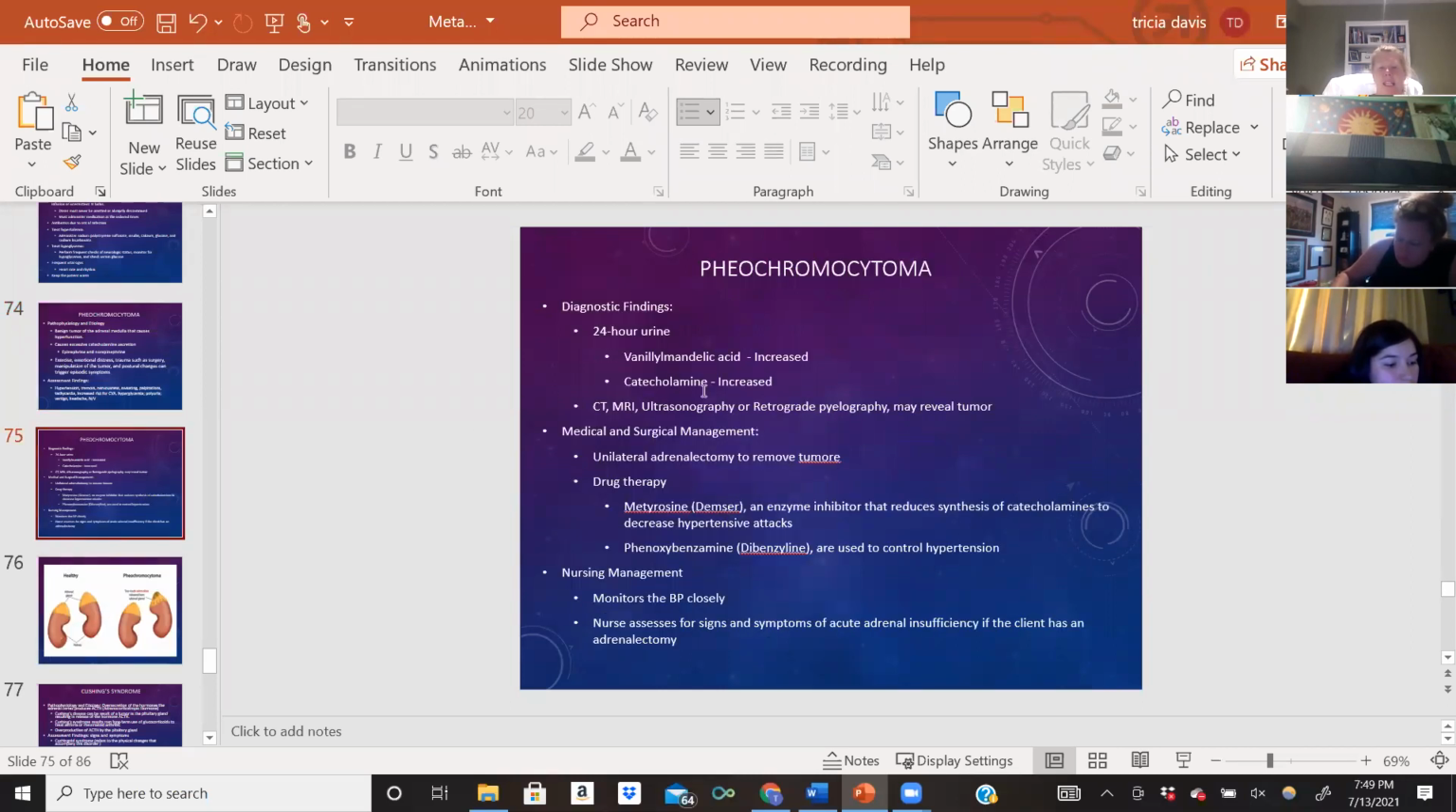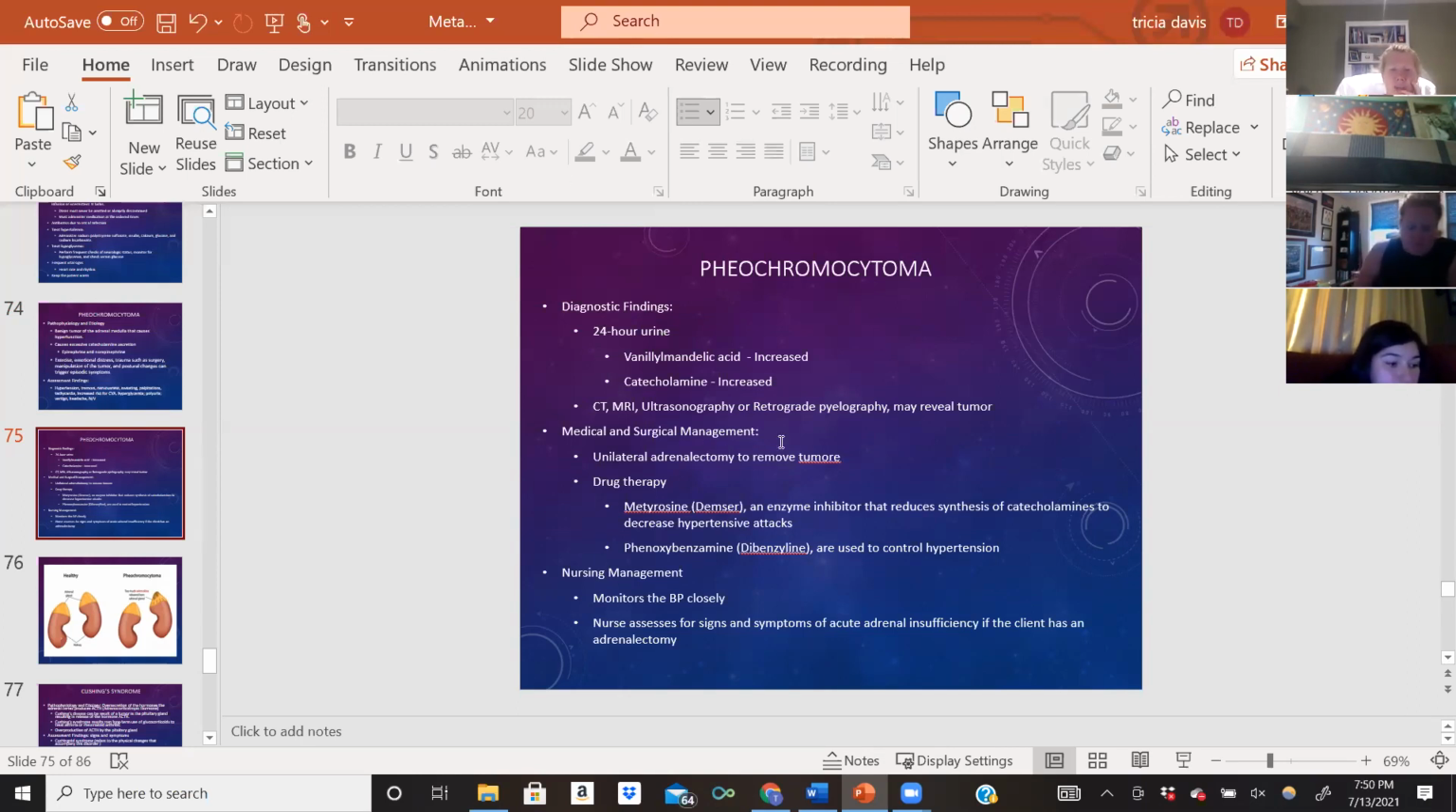So our diagnostic findings, we would want to do a 24-hour urine on these patients. So remember, our 24-hour urine is where we're collecting it in that little brown bin. It sits on ice. We talked about that last week. We are looking for vanillylmandelic acid. If that was present in their urine, it would be present in an increased level. And then our catecholamine levels are obviously going to be increased because we're having hypersecretion. If we did a CT or an MRI, it's going to be because we are looking for that tumor.